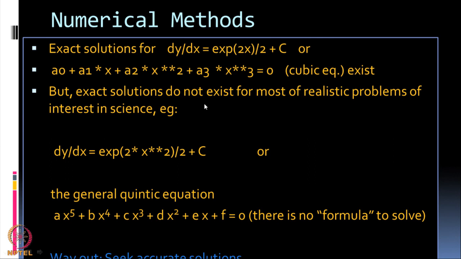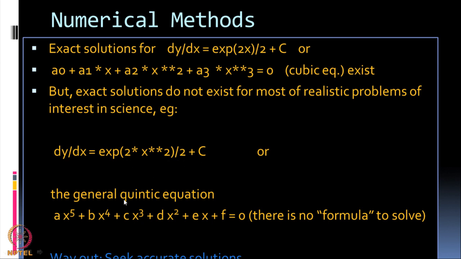Just to take an example, there is an exact solution for the earth and the sun moving together, but for the earth, sun and the moon moving together, there is no exact solution. Now, why do we have to go to such a complicated problem? Take an extremely simple problem like this: dy by dx is equal to e to the 2x square by 2 plus c. It is not e to the 2x, but it is e to the 2x square. For such a differential equation, there is no exact solution.